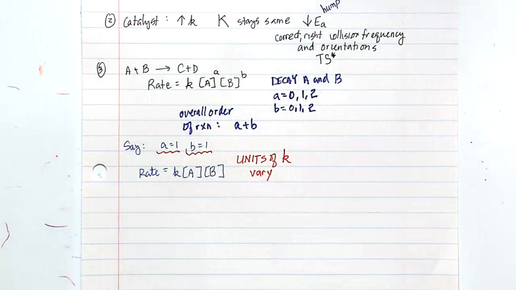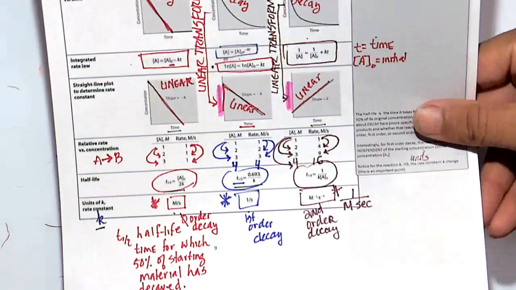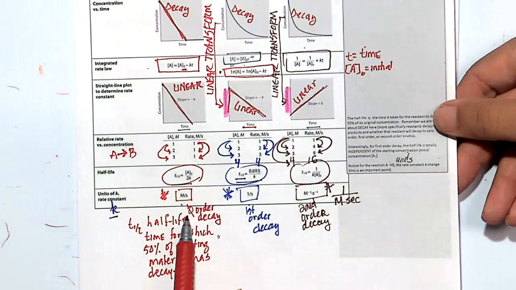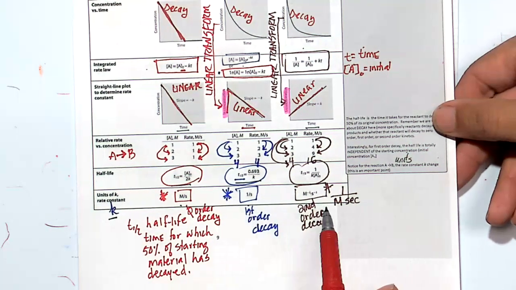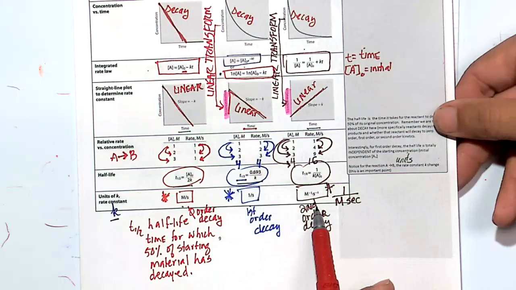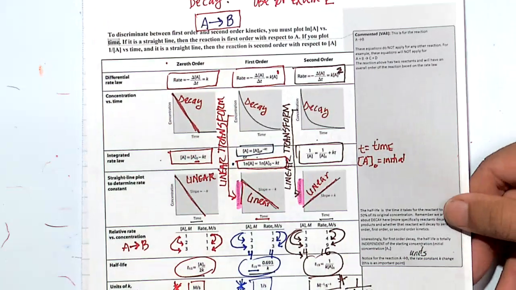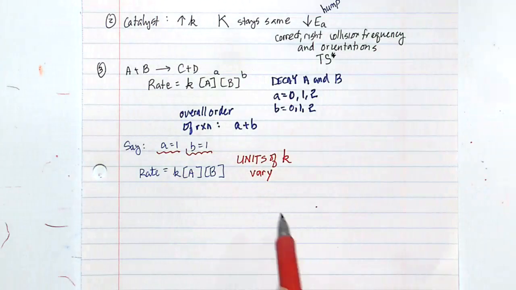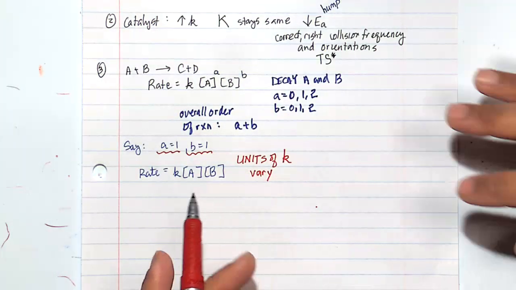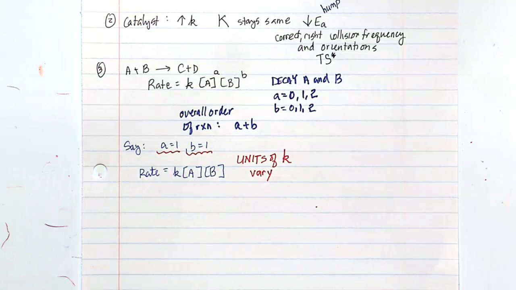You see that here in your little cheat sheet. The units of K for zero order is this. Units for first order are that. Units for second order are this. So the units of this lowercase k are going to vary. So what will they be for this reaction? So here's how you solve that problem.